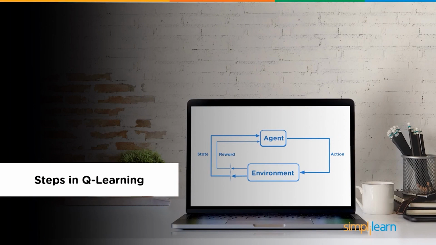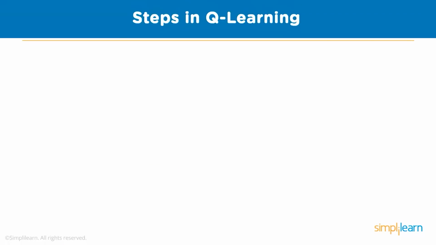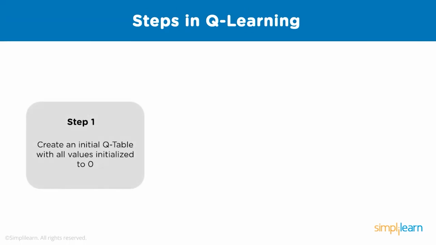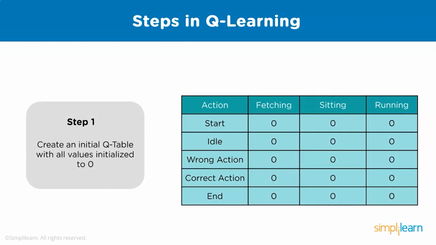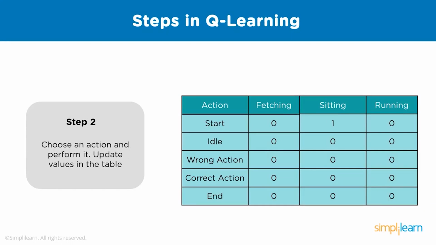Steps in Q learning. Step 1. Create an initial Q table with all values initialized to 0. Again, we're looking at 0, 1. So here's our action. We start, we're in idle, we took a wrong action, we took a correct action, and end. And then we have our actions, fetching, sitting, and running. And of course, we're just using the dog example. And choose an action and perform it. Update values in the table.